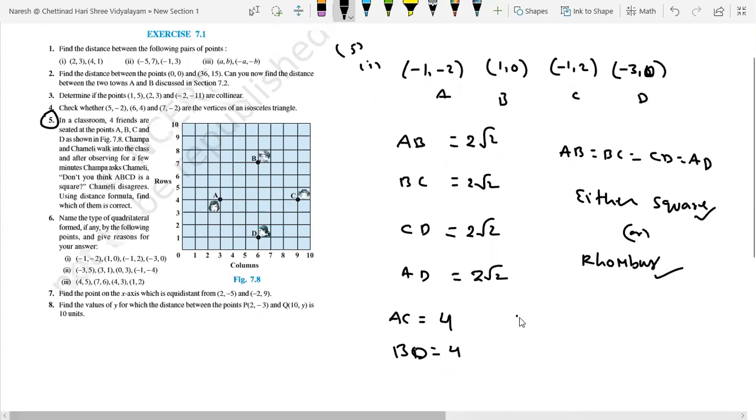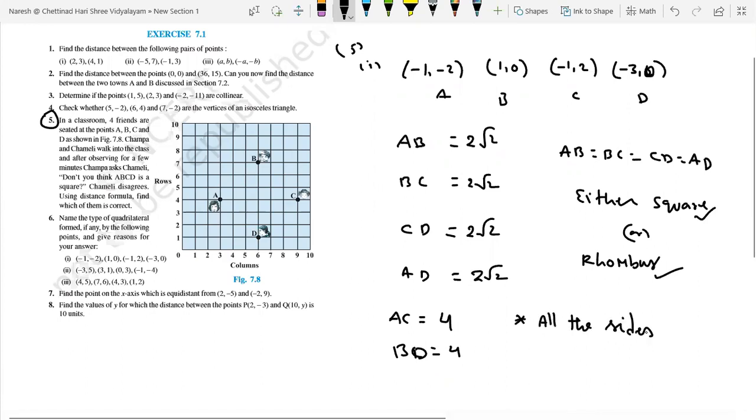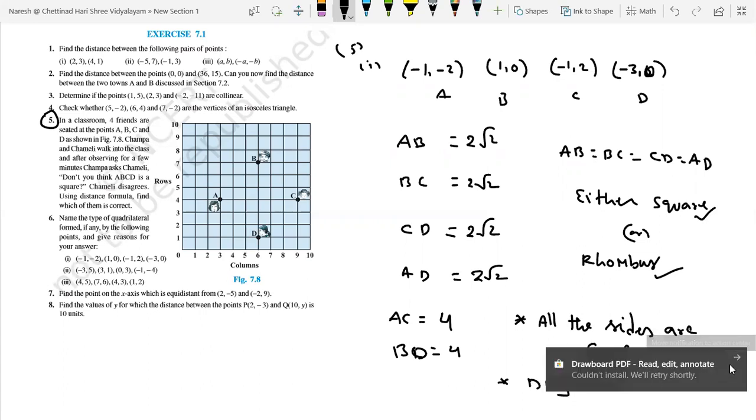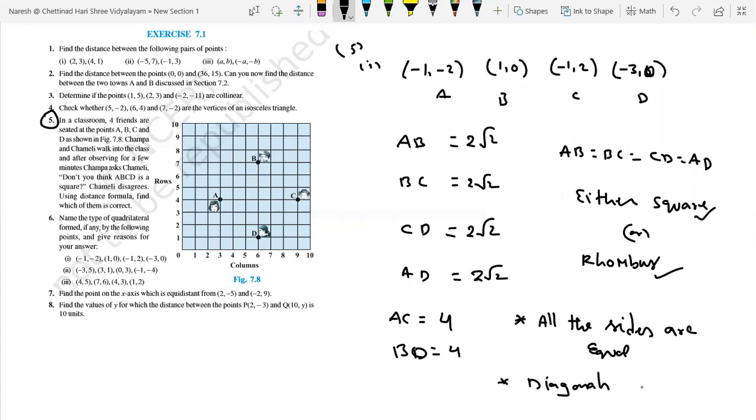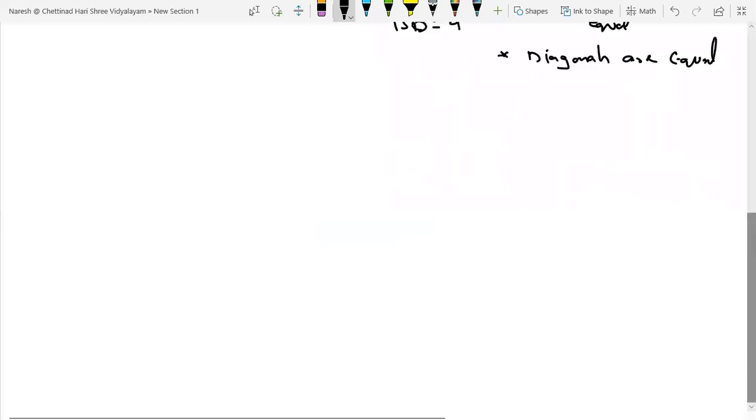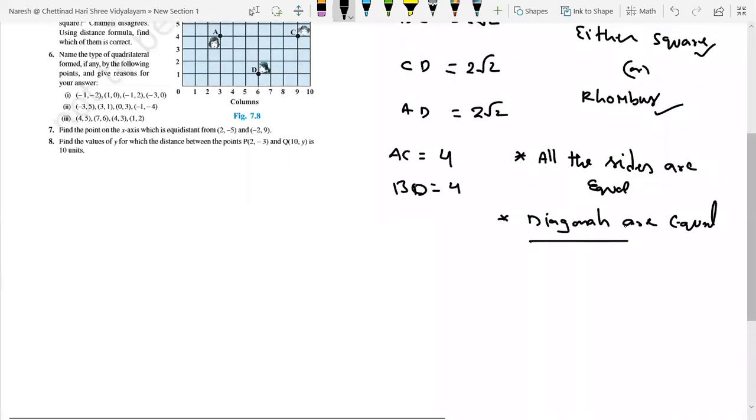All the sides are equal, and the diagonals are also equal. In which figure is this possible? Square. So the difference between the square and rhombus is only here. In a rhombus the diagonals are not equal, while the side condition is satisfied in both cases.